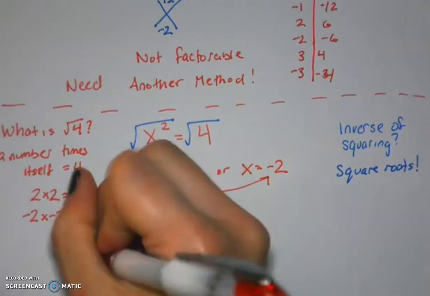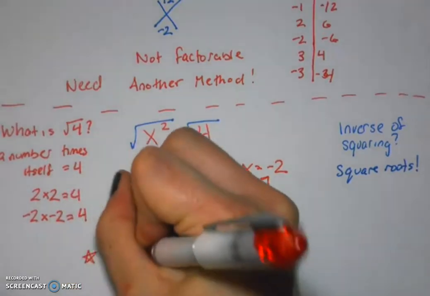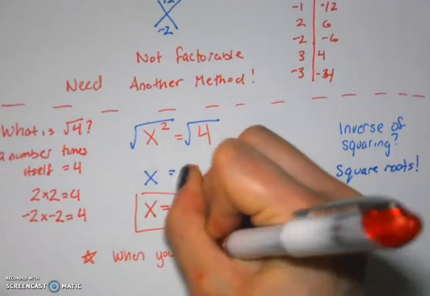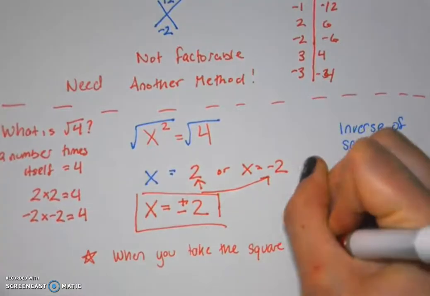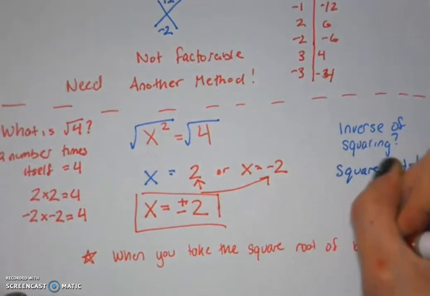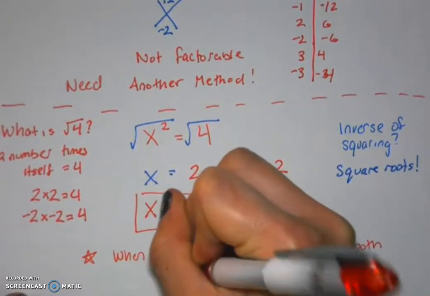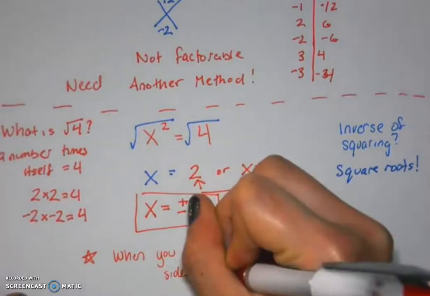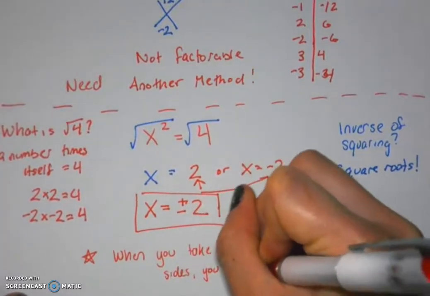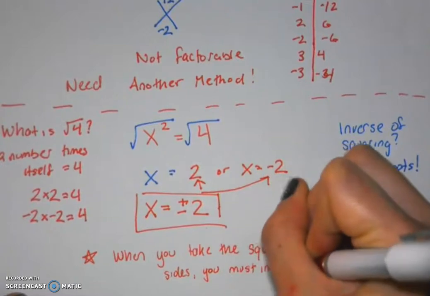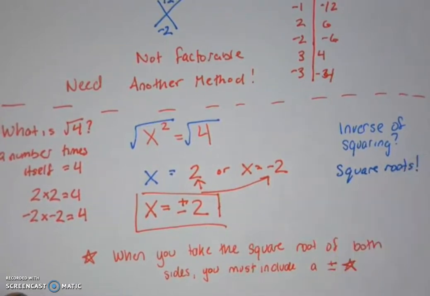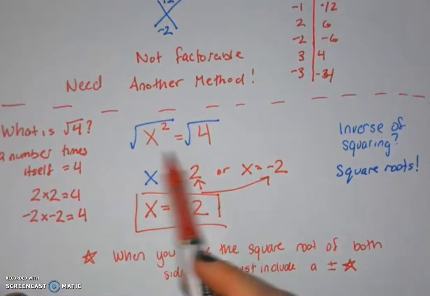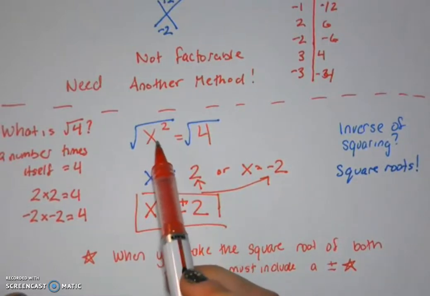So one of the things to remember is when you take the square root of both sides, you must include a plus or minus. Okay? Because when you're taking the square root, there are two answers to this problem.